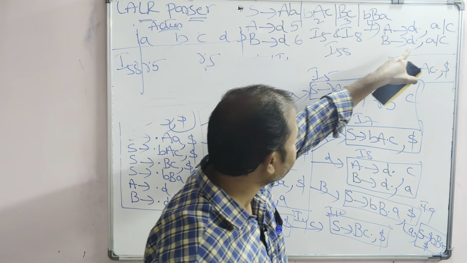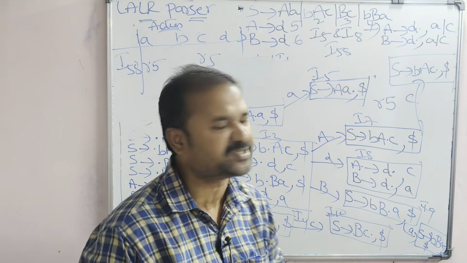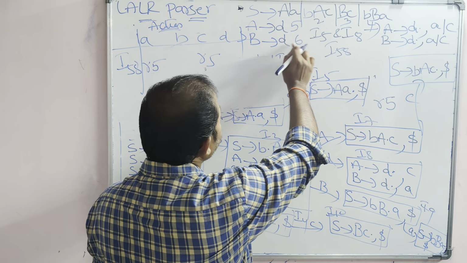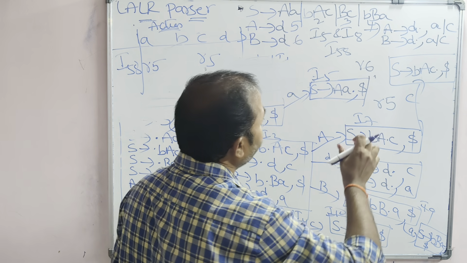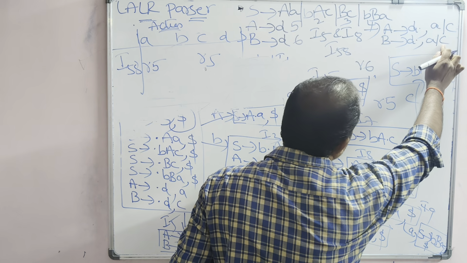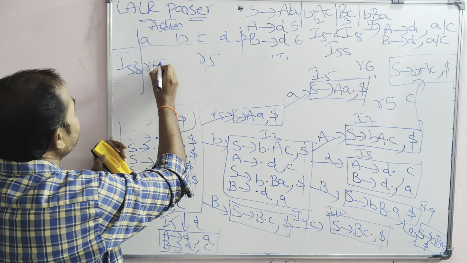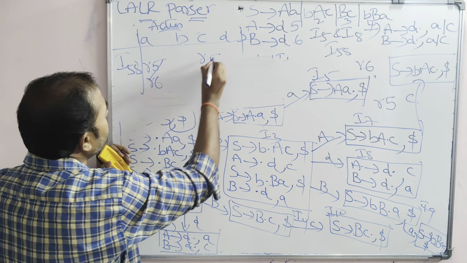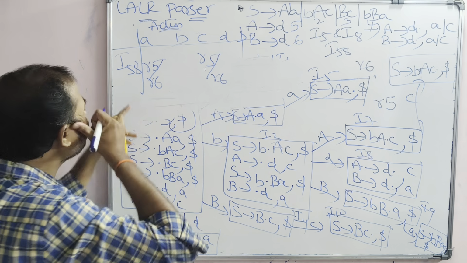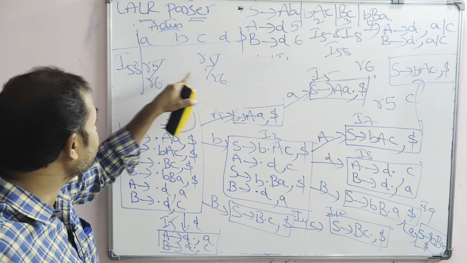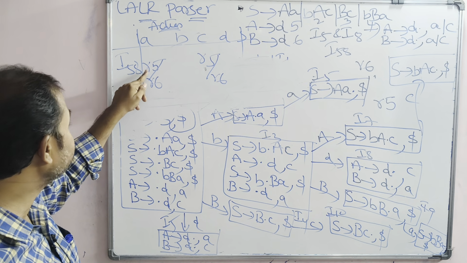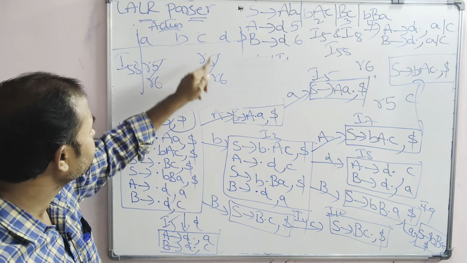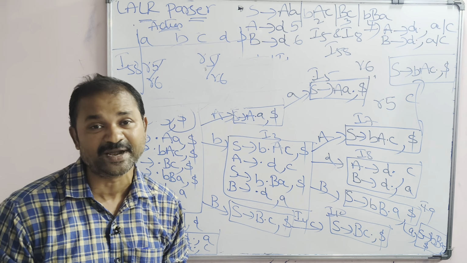Next, let us observe the second production, that is B produces D dot. B produces D is R6. So we have to write R6 in the A and C part. Here this cell as well as this cell is performing multiple actions, so this cell is performing multiple reductions.